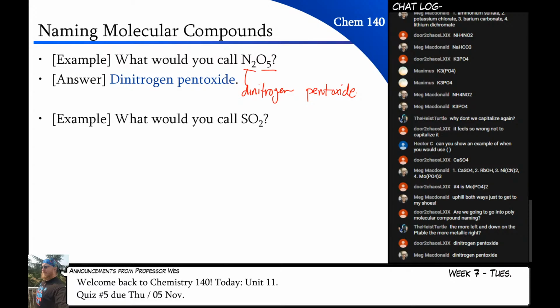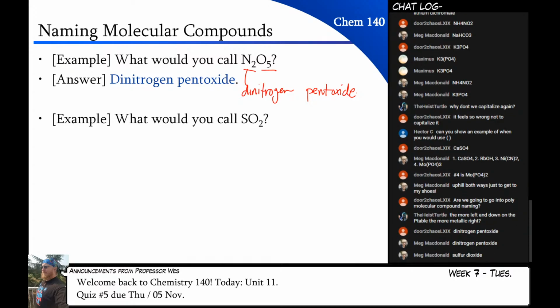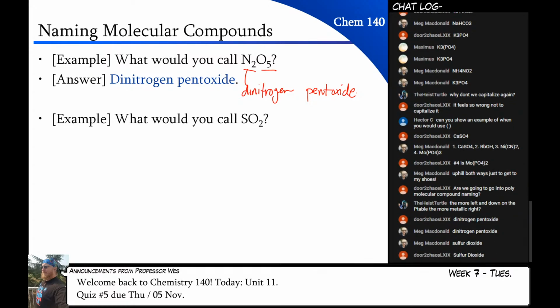How about SO2? What would I call this? Remember about the first element, when there's only one, what do you do? There you go. Very good. So this is just sulfur. Because there are two oxygens, we do dioxide.